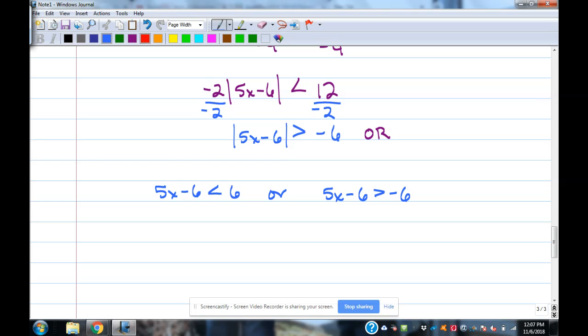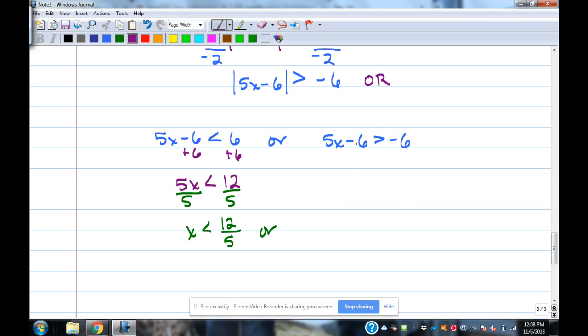We're going to solve each one of those. So add 6, 5x less than 12, and then divide by 5. X is less than 12 over 5, or, same steps for the other problem. What's negative 6 plus positive 6? 0. Still divide by 5. What's 0 divided by anything? 0, always.